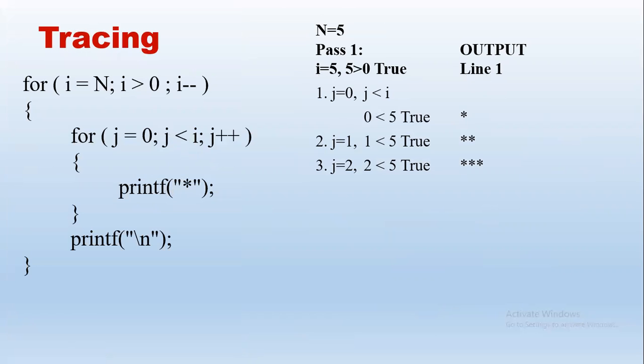Pass 1 is only for printing line 1. So when j becomes 2, print star 3 times. j is 3, 4 times we print star. j is 4, print star 5 times, because 4 is less than 5.